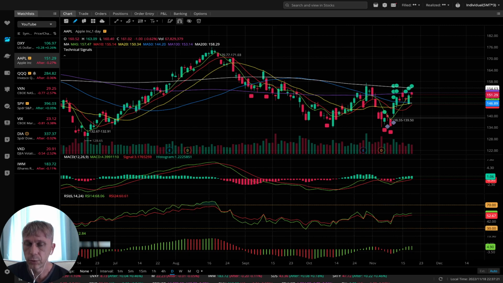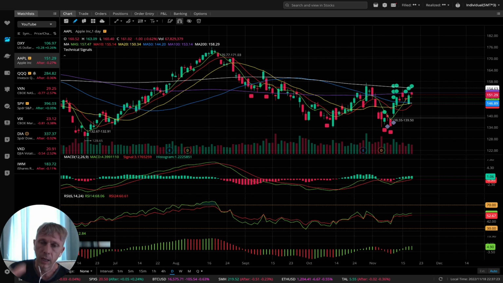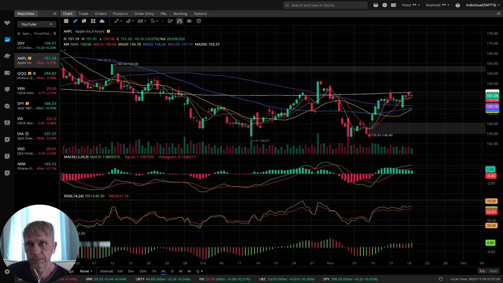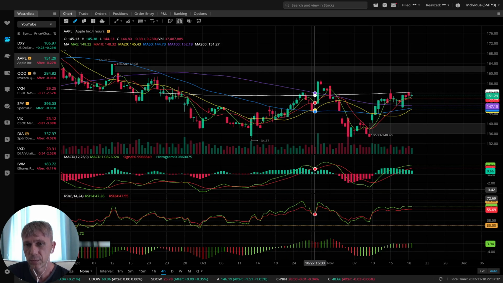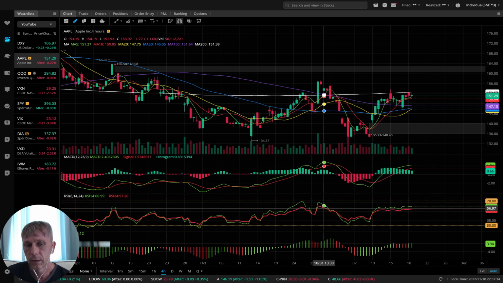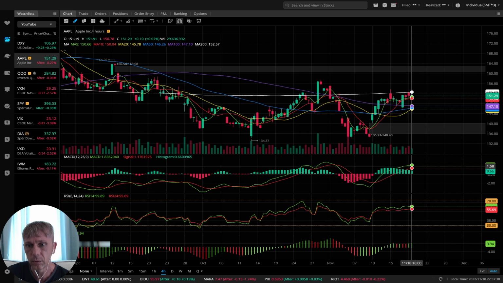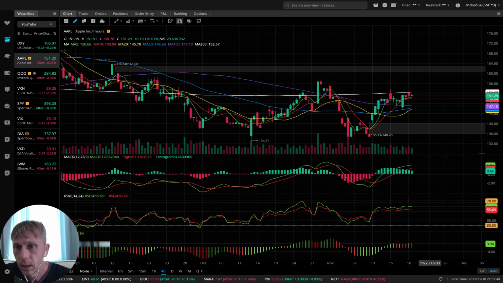Whatever is below MA200, it's a bearish state. Above MA200, it's bullish. And remember, we follow the market. We don't fight with the market, right? On 4 hours, it's still bullish on MACD, on RSI, awesome oscillator.